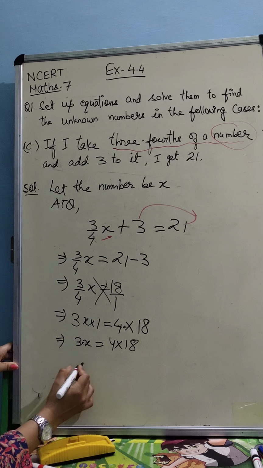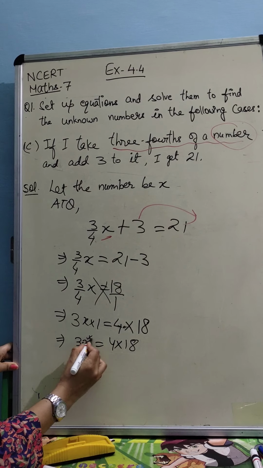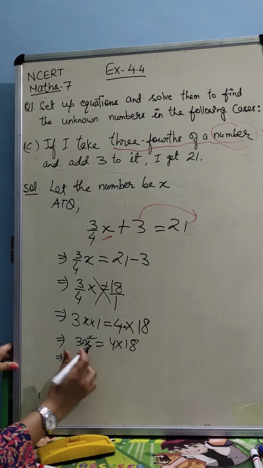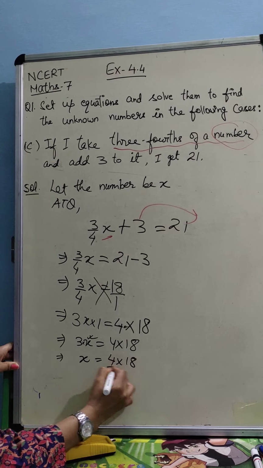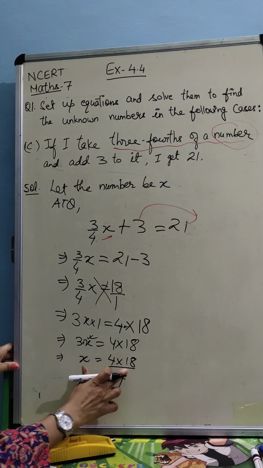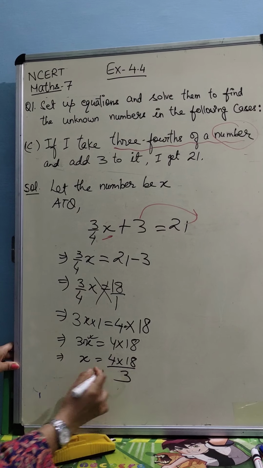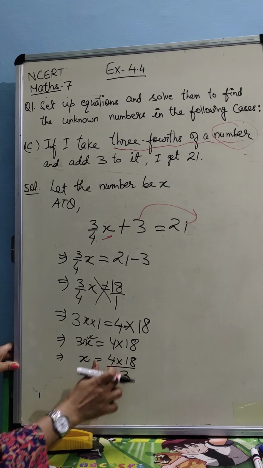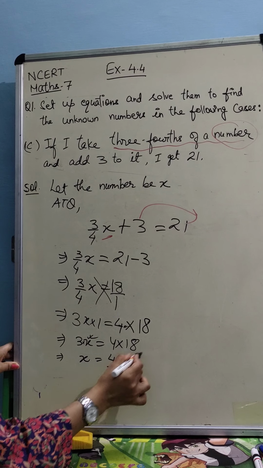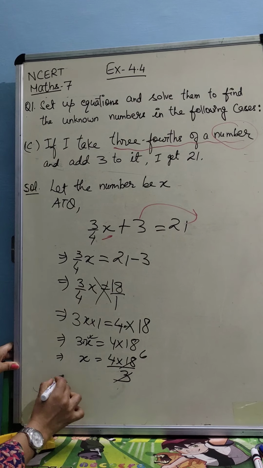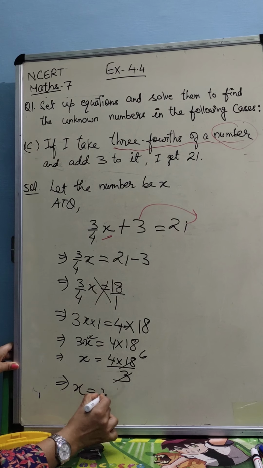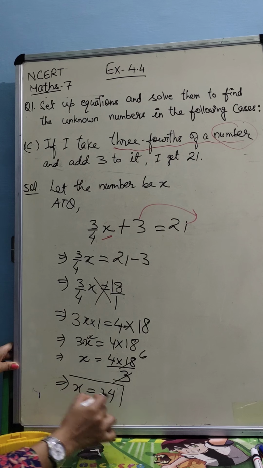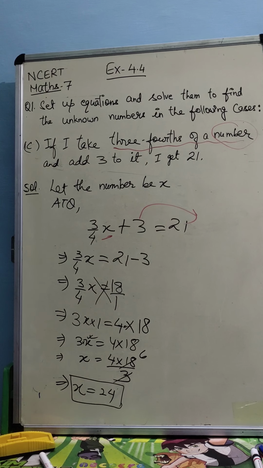Now this is multiplied, so we want x. So this 3 will be transposed, and on transposing it will be in divide. This 3 will come in the divide. Now 3 sixes are 18, and x will be what? 6 fours are 24. So the value of x here is 24.